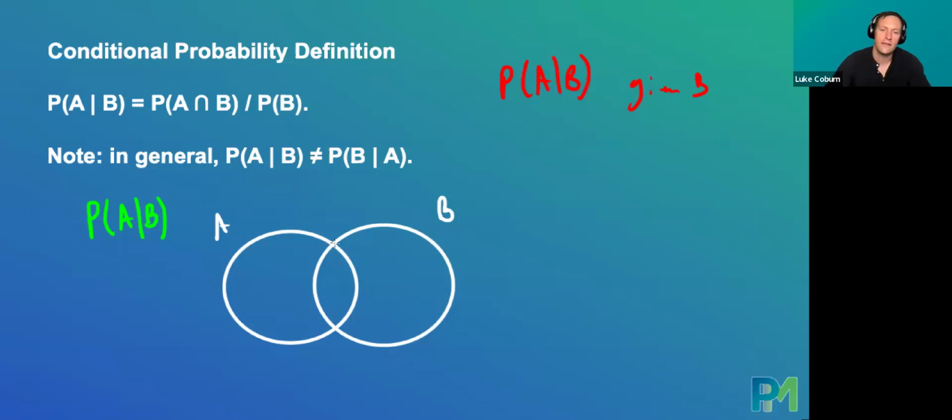So what we need to do is work out how much this piece is a fraction of the whole. So let's make a fraction. Let's work out what proportion of the set B is inside of the intersection. So that's the probability of A intersection B, which is this piece, divided by the probability of B, which is the whole thing.